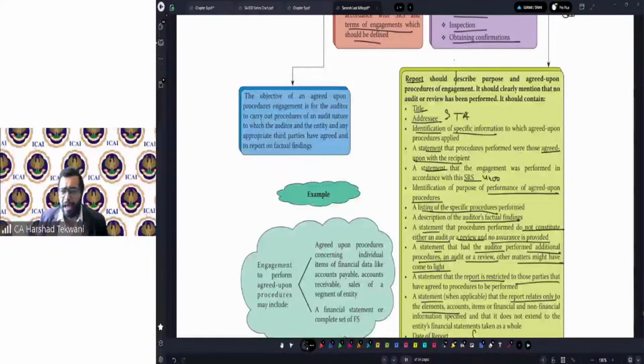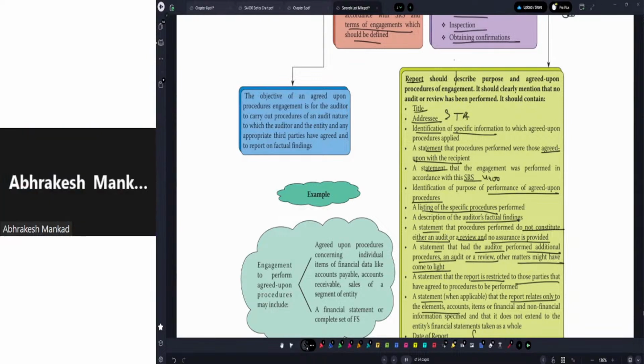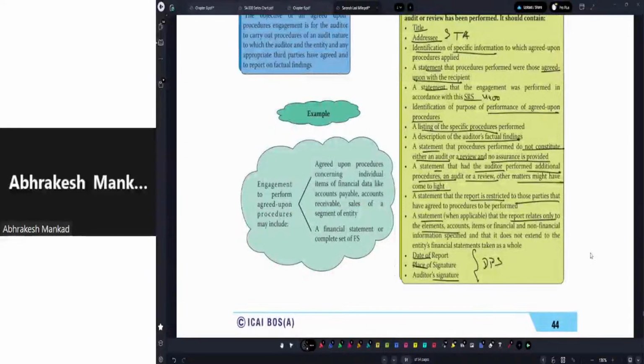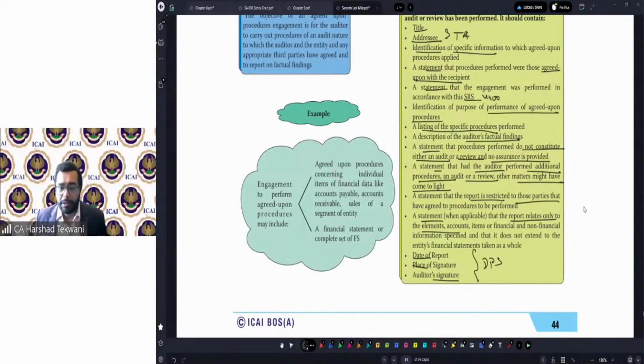Can you explain a bit in detail? Actual statement should not come prominently, meaning? Good morning, sir. I am asking about the statement that the procedures performed do not constitute either an audit or a review and no assurance is provided. Shouldn't it come very first? Because in these lines of statements, the user may not observe this disclaimer. See, here they are required to specifically mention this statement: this is not an audit or a review, and these procedures do not provide any assurance. It should be there in this way only.